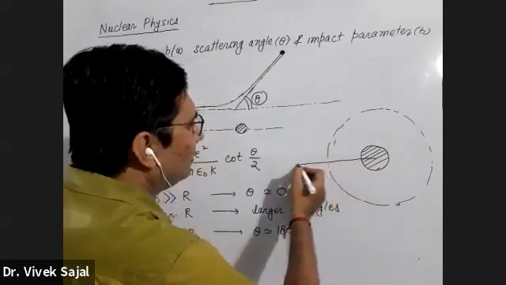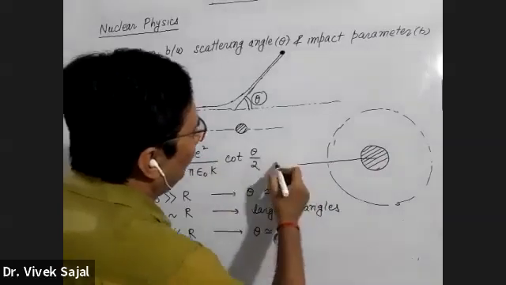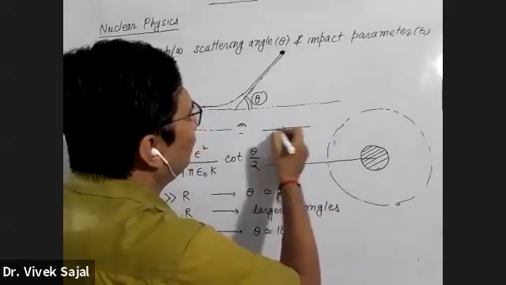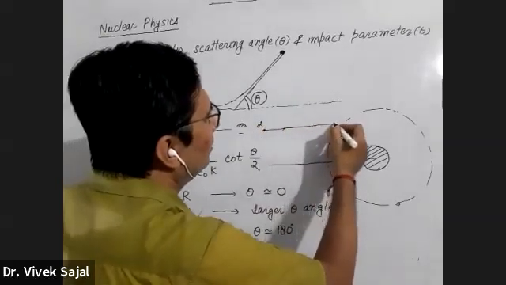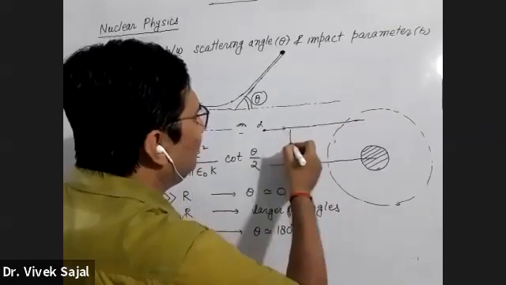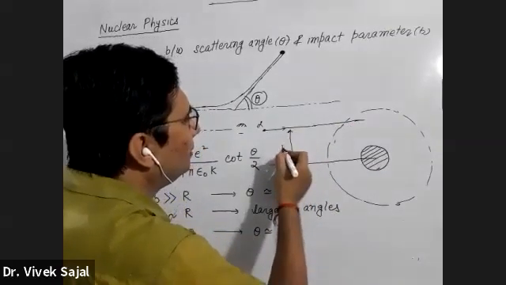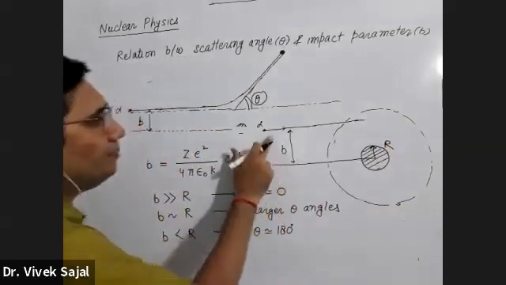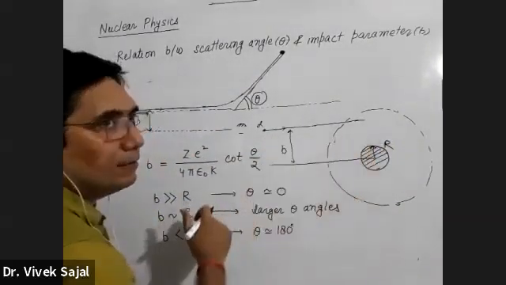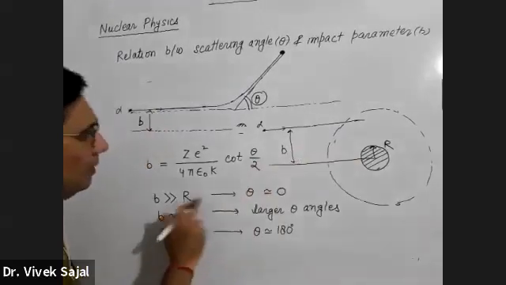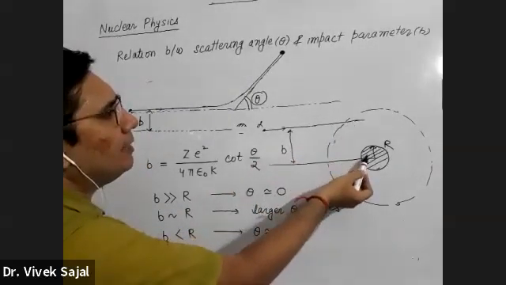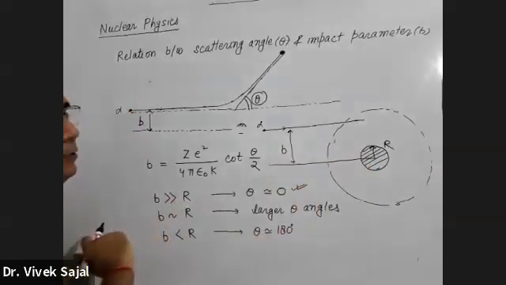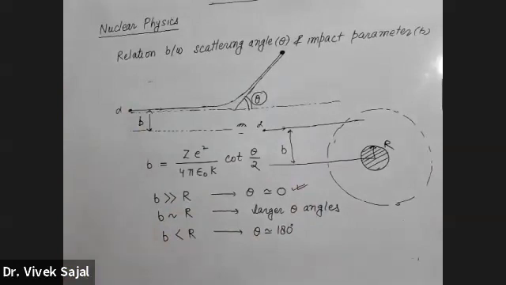And suppose this is the line of action. Suppose my alpha particle is incident here, and this is B, and this is R. So when this B is greater than R, automatically there will be negligible interaction between the alpha particle and the nuclei, and this theta will be nearly 0.